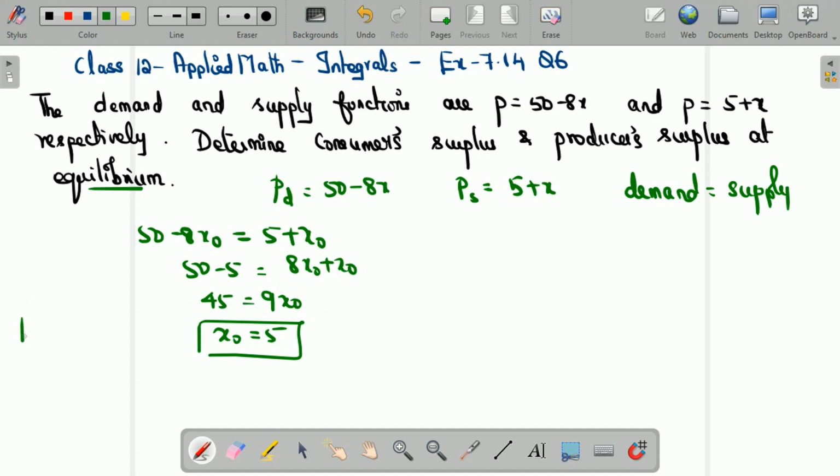Now let's calculate P naught. P naught is 50 - 8 into 5. So 50 - 40 is equal to 10. So P naught's value is equal to 10.